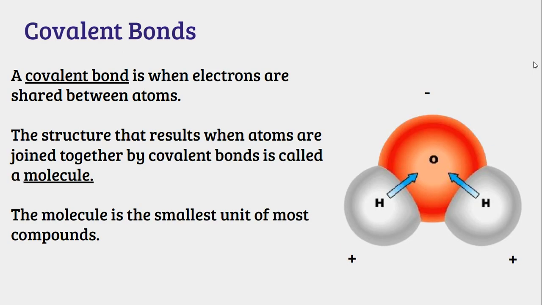But in a covalent bond, this is when electrons are shared between atoms. So not transferred, shared. And the structure that results when atoms are joined together by a covalent bond is known as a molecule. The molecule is going to be the smallest unit of most compounds. We see on the right-hand side a water molecule, and we can see that the oxygen and two hydrogens are covalently bonded. And you'll notice that this creates somewhat of a charge on our atoms.